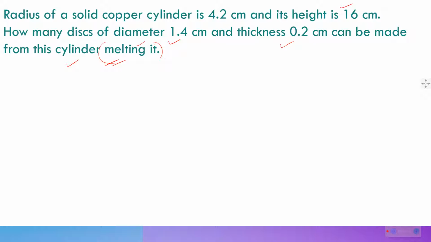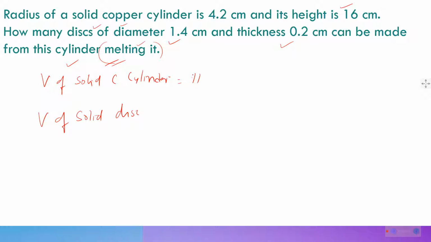If you melt a cylinder, whatever you get will have the same volume, maybe a different shape, but here the shape of the new thing is a small disc, again a cylinder. From a big cylinder we are making a small cylinder. So the question is, how many such small ones can be made? So we should calculate the volume of the bigger one, then the volume of the smaller one, and find out how many smaller ones are there in the bigger one. So we will have the volume of the solid copper cylinder, this is the bigger one. Then we will have the volume of the solid disc, which is also a cylinder.